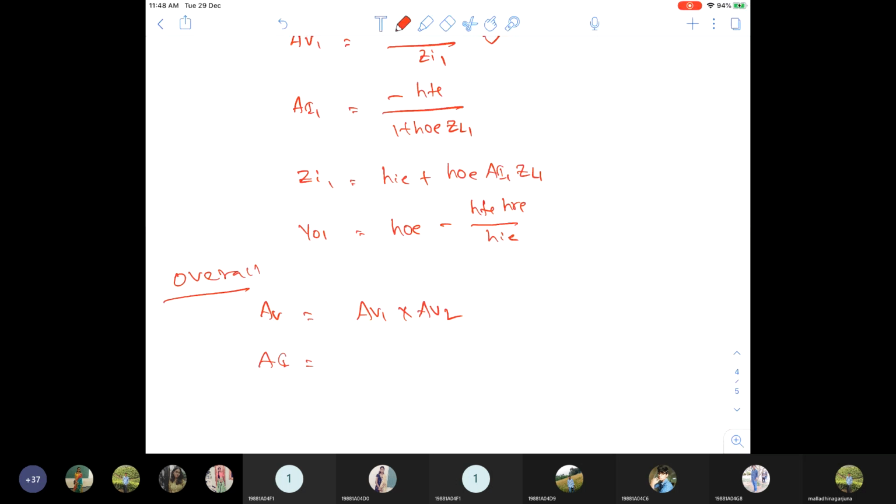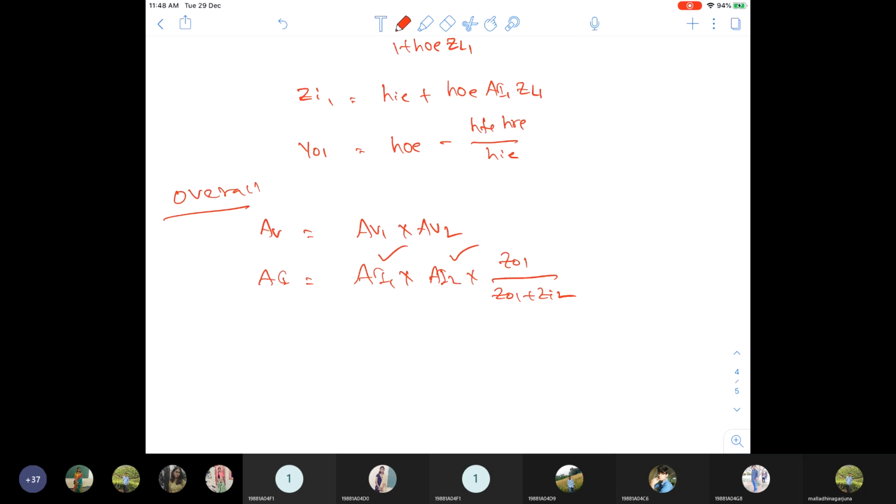Next, current gain. Overall current gain is A1 into AI2 into Z01 by Z01 plus ZI2. A1 you calculated, A2 you calculated. Substitute. ZI2 also you calculated. So substitute, you will get it.